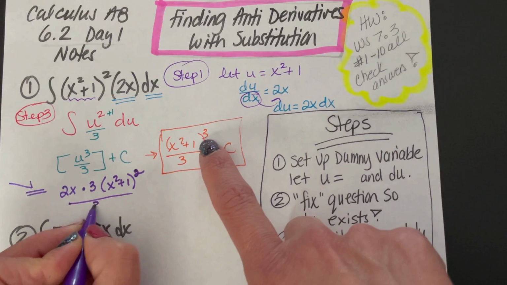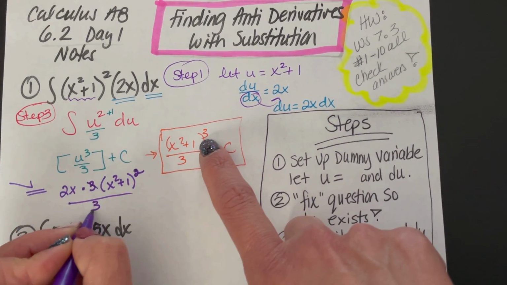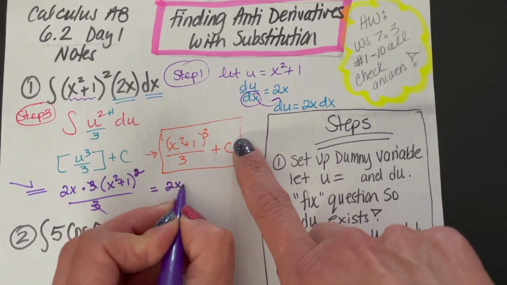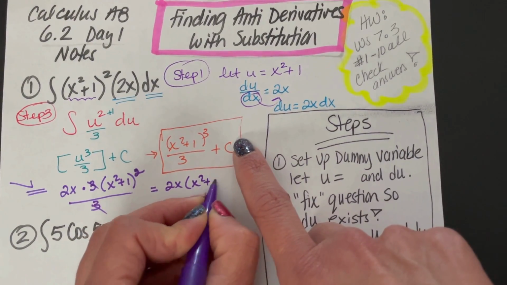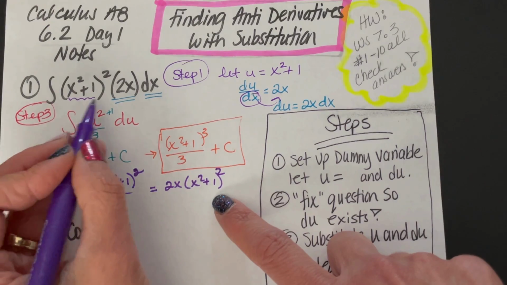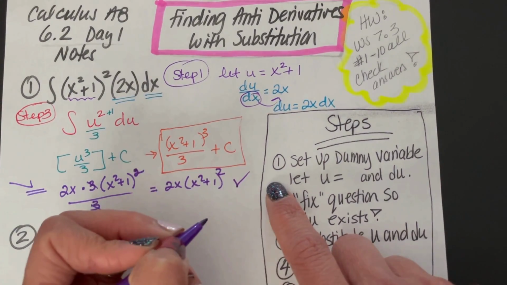Remember, this is all over 3. The 3s are going to cancel. And I'm basically going to have 2x times x squared plus 1 quantity squared. And that's what we had in the original. So, check.